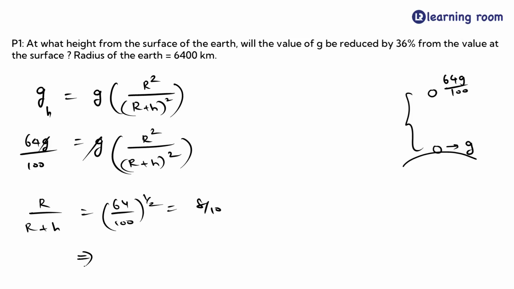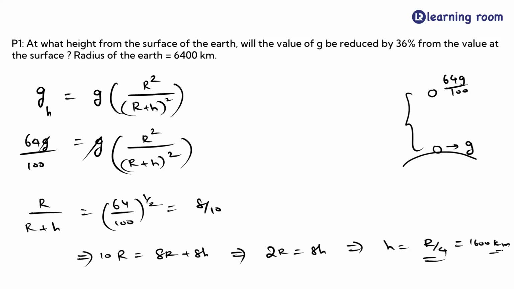So 10R is equal to 8R plus 8h, which implies 2R is equal to 8h, which implies h is equal to R by 4. So R by 4 is going to be 1,600 kilometer. You're right. Good. Shall I proceed? Yes, sir. Good.